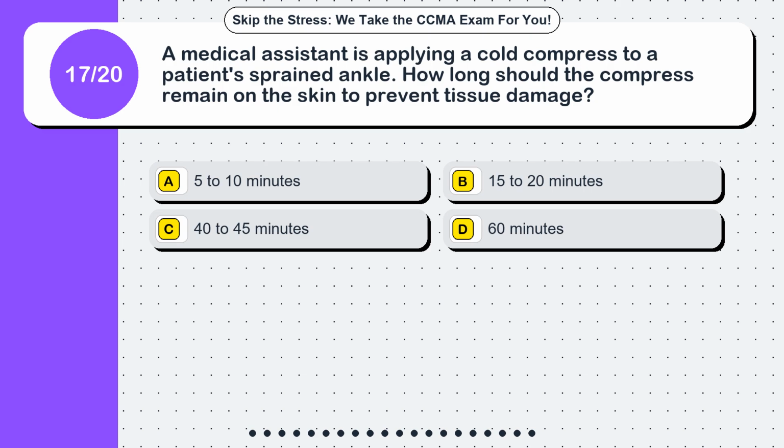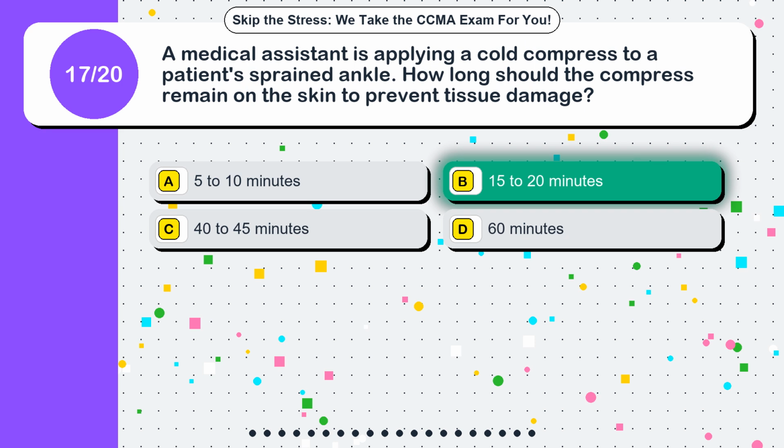Question 17. A medical assistant is applying a cold compress to a patient's sprained ankle. How long should the compress remain on the skin to prevent tissue damage? Option A. 5 to 10 minutes. Option B. 15 to 20 minutes. Option C. 40 to 45 minutes. Option D. 60 minutes. The correct answer is option B.